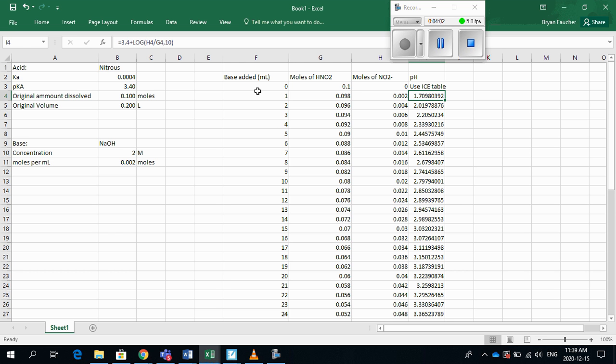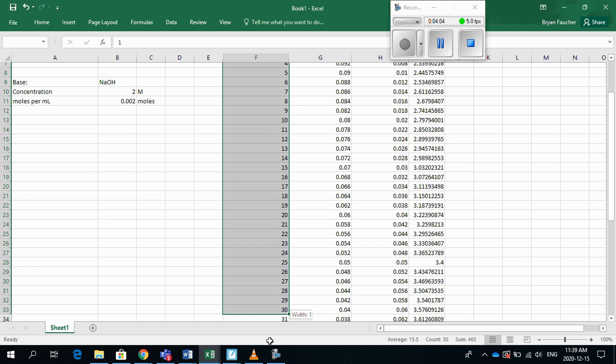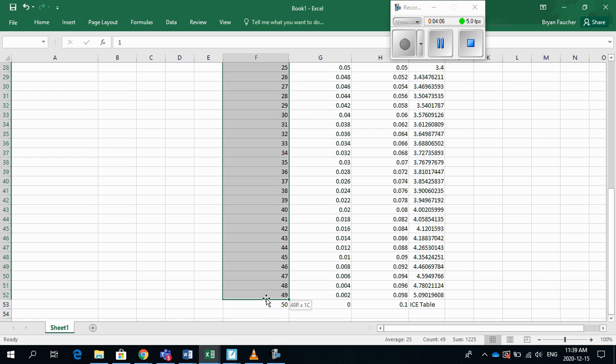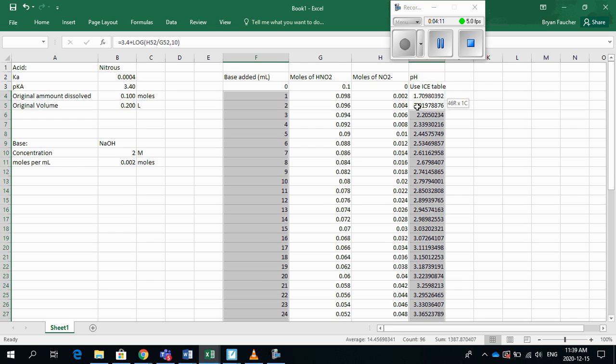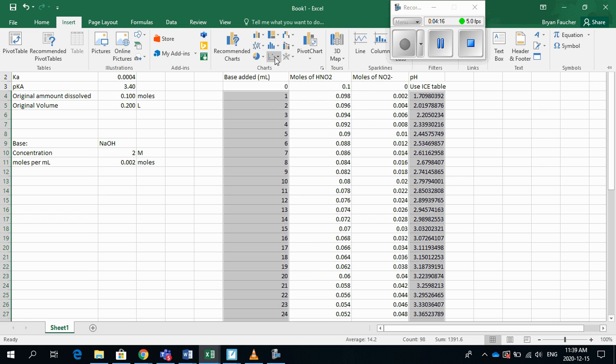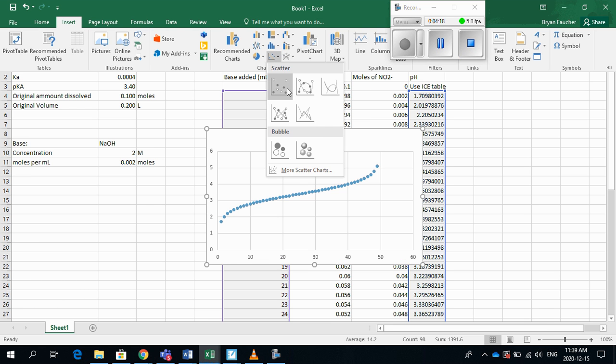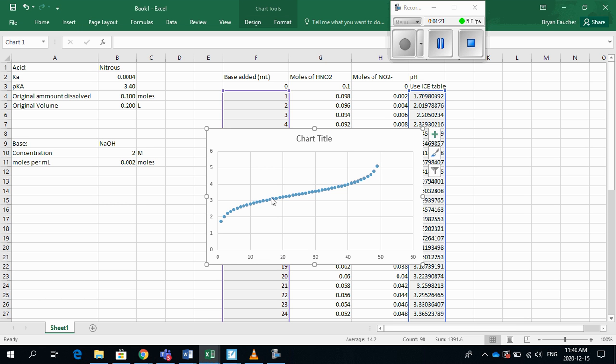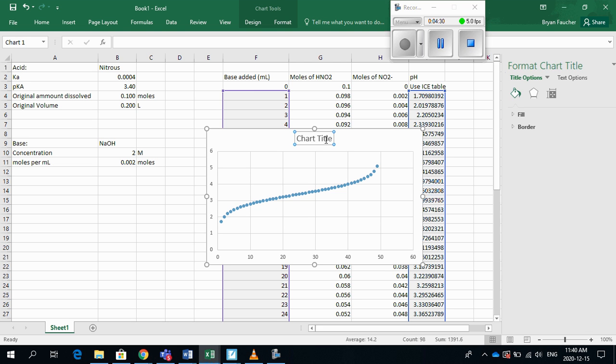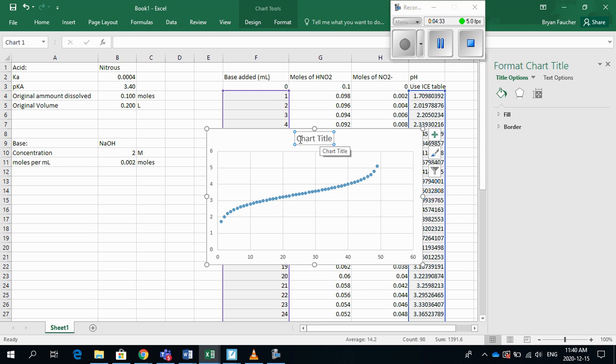So I'm going to take these data just from 1 to 49, not including the parts where I haven't yet used my ice table, and these data that go with it, and I'm going to insert a scatter plot. So I'm going to insert chart and pick the scatter plot. And you can see that we get a very nice looking titration curve right here that shows me how the pH is changing as I add more and more of the strong base, the NaOH, to the acid. So I can call this something appropriate, like titration of nitrous acid.